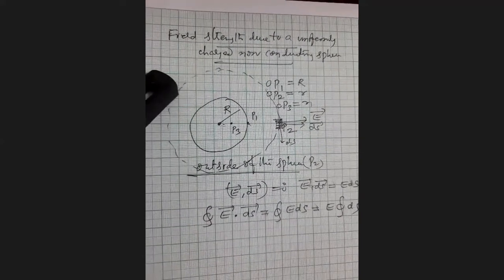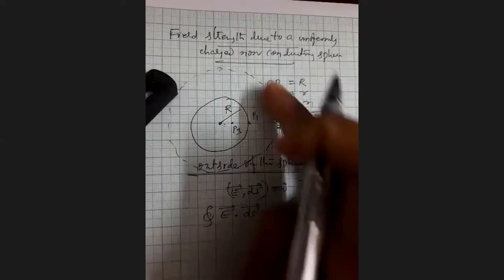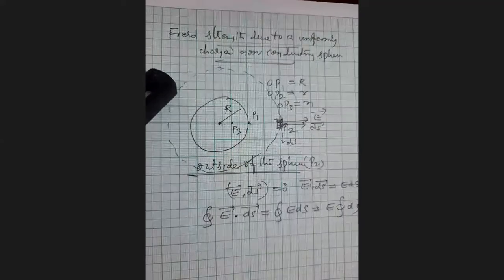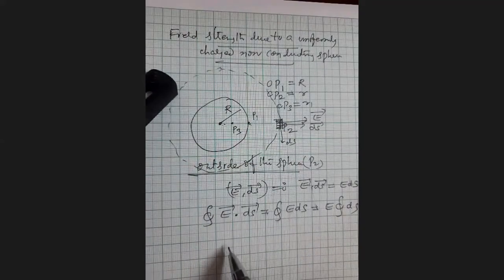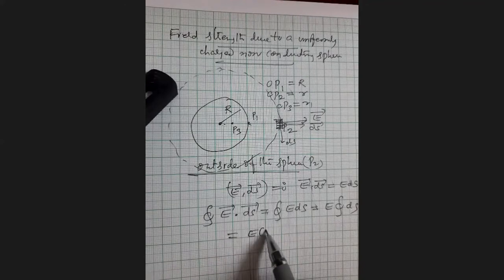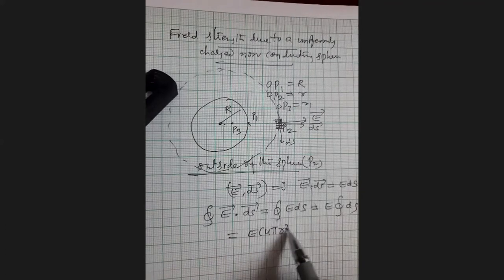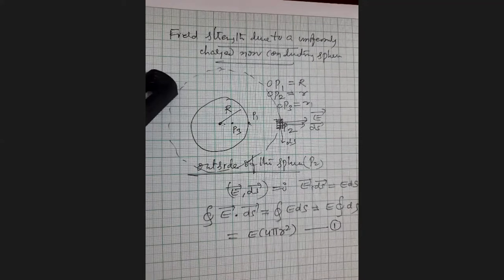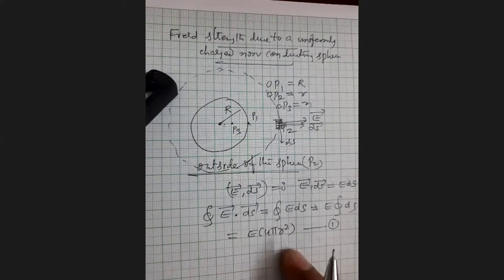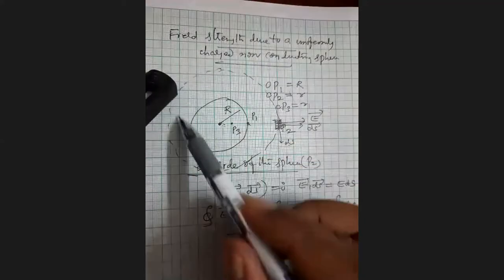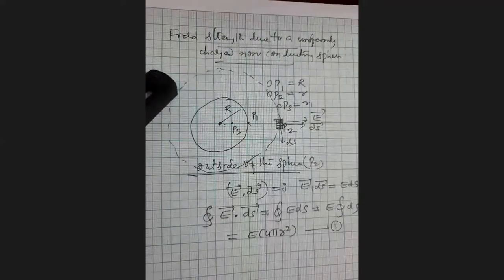Closed integral ds gives what? The total surface area of this sphere, 4 pi r square. That equals E into 4 pi r square. Equation 1. This is the total flux coming out through this Gaussian spherical surface.